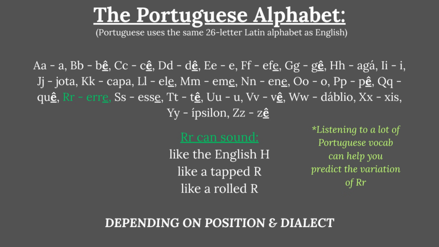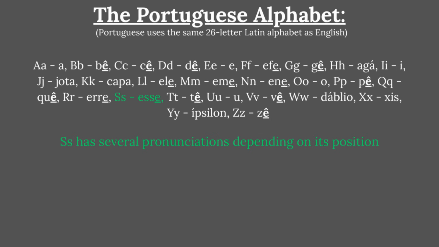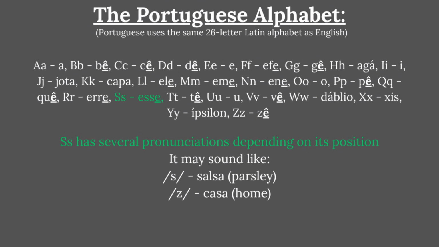Similar to this rule is the letter S, which can also have several pronunciations depending on position and dialect. In some cases, it may sound like s, salsa, or z, casa. So just like the previous rule, lots of vocabulary and word patterns are needed to predict the pronunciation.